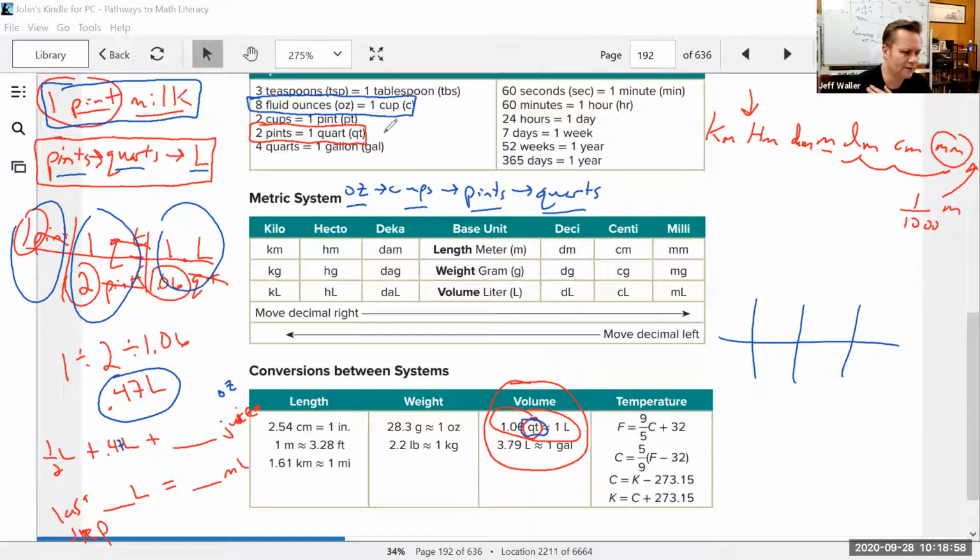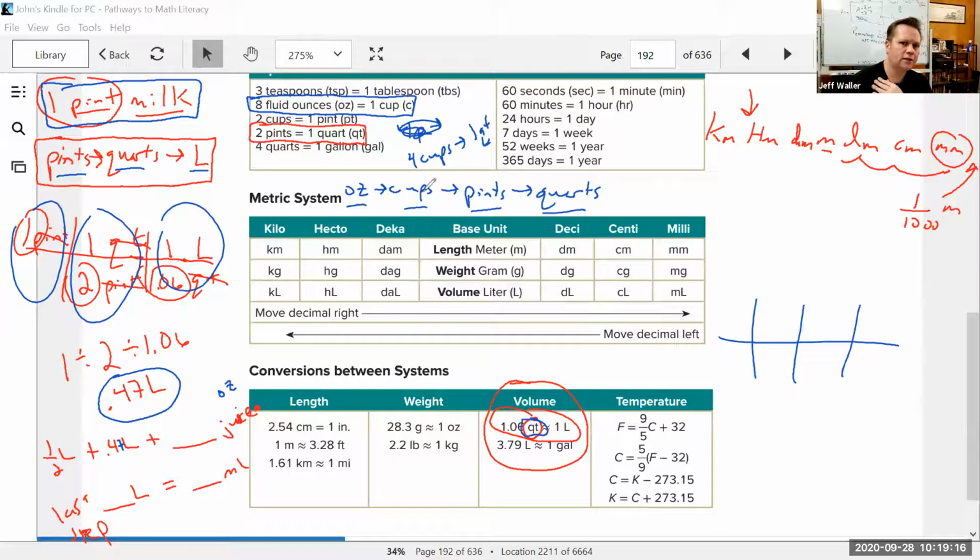4 cups. Yes. 4 cups makes 1 quart, because every pint is 2 cups. And if it takes 2 pints to make a quart, it takes 4 cups to make a quart. I'm sorry, 4 cups to make a quart. Yeah, the quart.